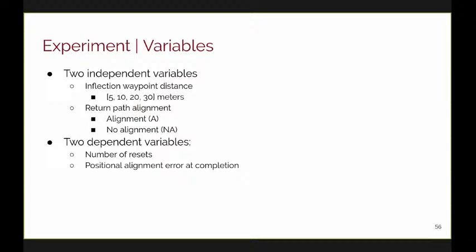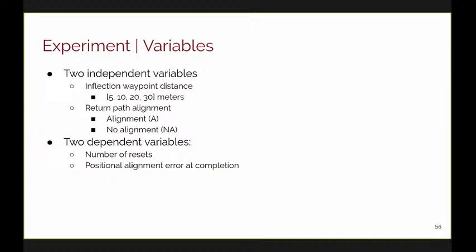We studied two independent variables for this experiment: the inflection waypoint distance, which again was 5, 10, 20, and 30 meters, and whether or not alignment was applied on the return path. The simulated user walked to this inflection waypoint. During that walk, avoidance redirected walking would be applied, that is, trying to have the user avoid the boundaries of the physical environment. Then on the return path, either alignment would be applied, that is, we would turn off the avoidance redirection and turn on the alignment redirection, or we would just keep the avoidance redirection.